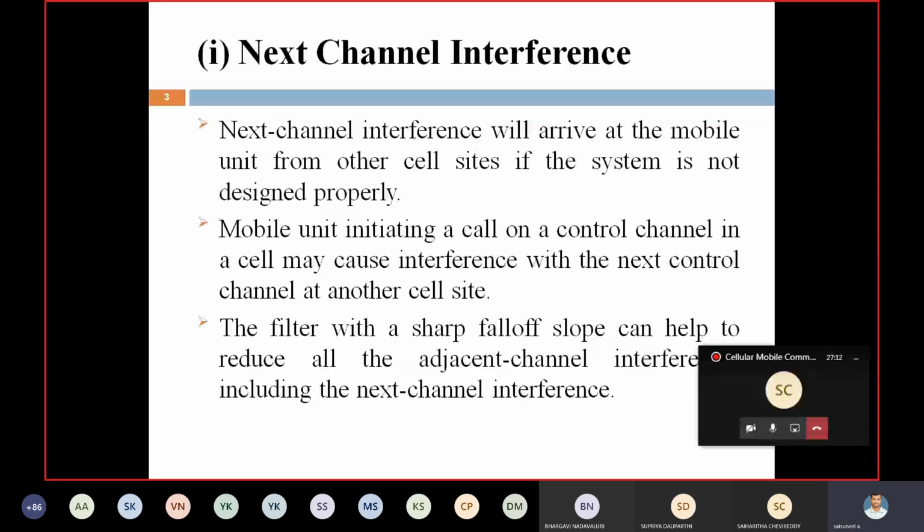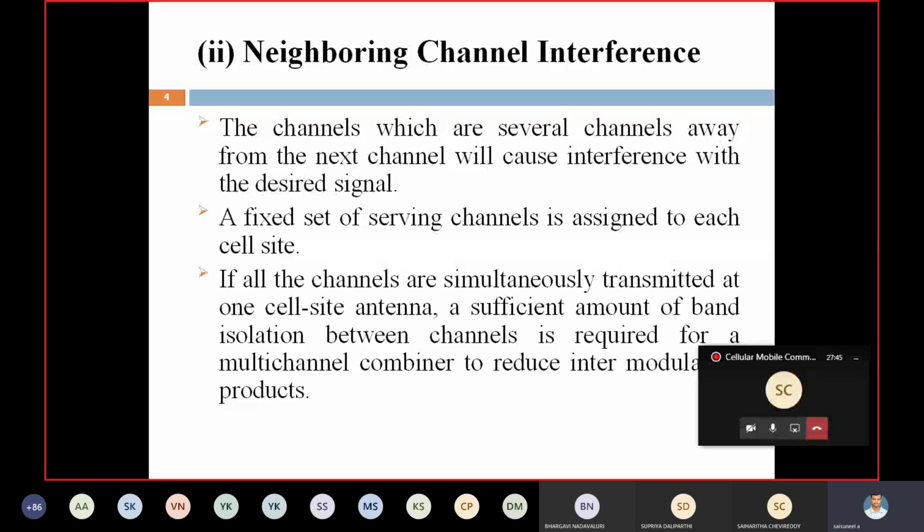The second one is neighboring channel interference. What is neighboring channel interference? The channels which are several channels away from the next channel will cause interference with the desired signal. We already discussed this topic in the first unit, right? Here, what is meant by neighboring channel? Suppose there is one set of channels, plus 15 voice channels for each transmitter.